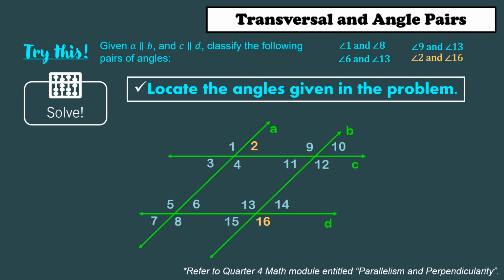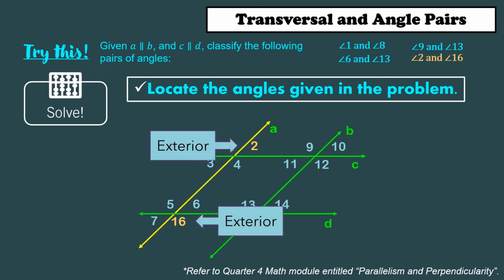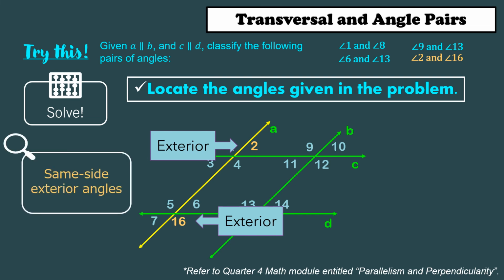However, if we take angle 16 in the group of angles where angle 2 is, we find that it has the same position with angle 8. So if we transfer angle 16 to that side and locate it together with angle 2, we find that they are both exterior angles on the same side of the transversal A. This makes angles 2 and 16 same side exterior angles.